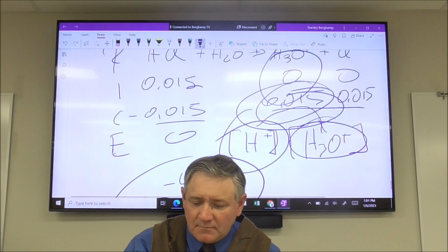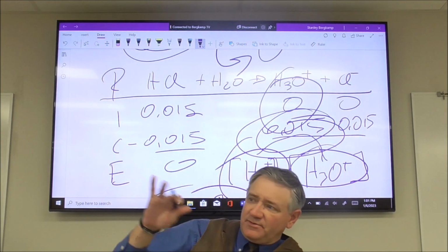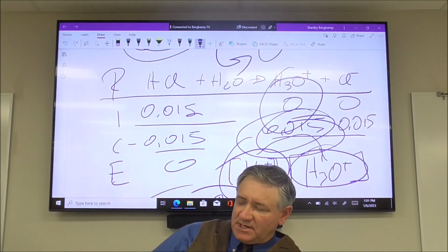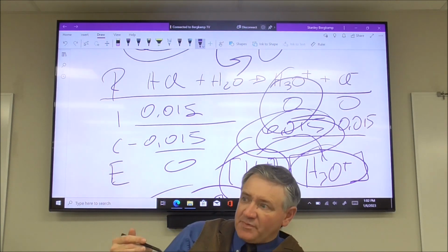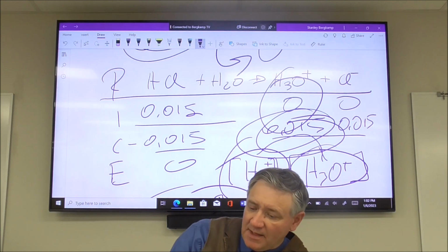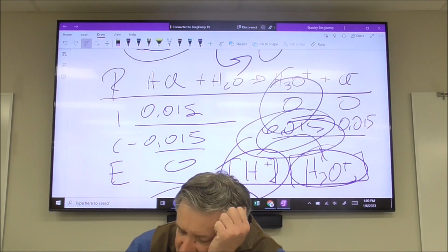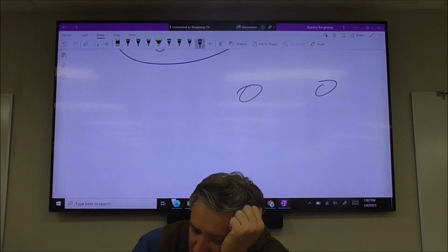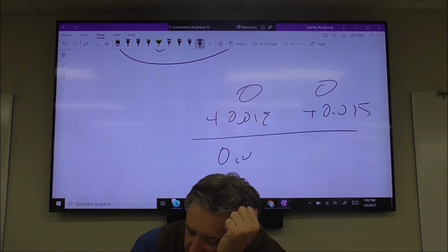Okay. So on your Rice chart, R stands for the reaction. I is going to be your initial set of conditions. C is what happens when you change. And then E is your equilibrium line. Okay? So in this situation, you go 0 plus 0.015 plus 0.015 equals 0.015.